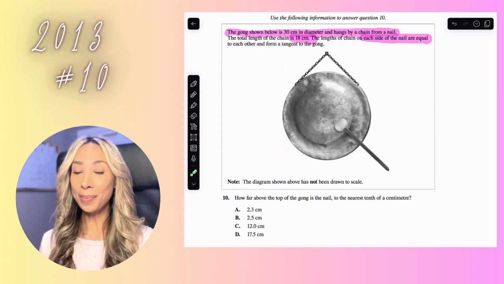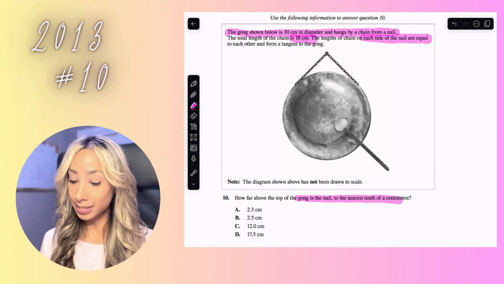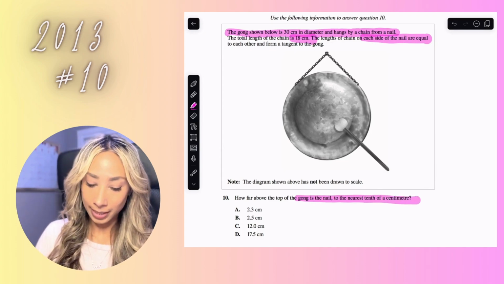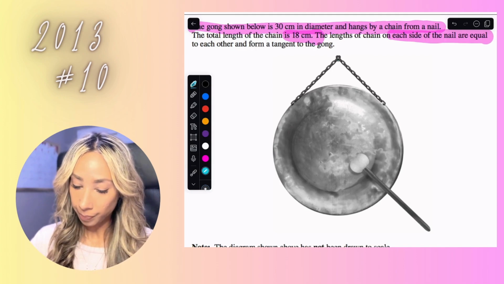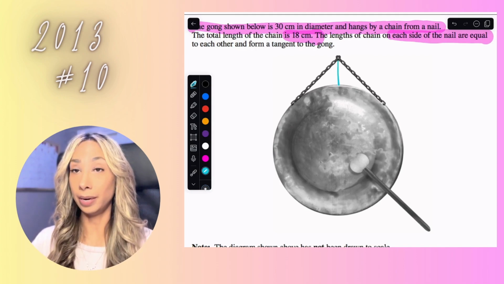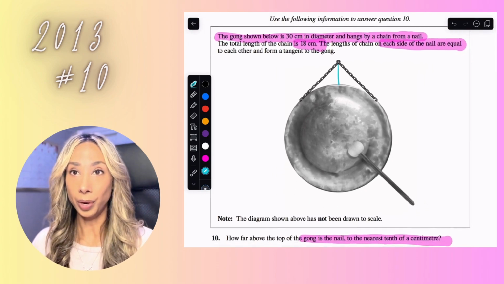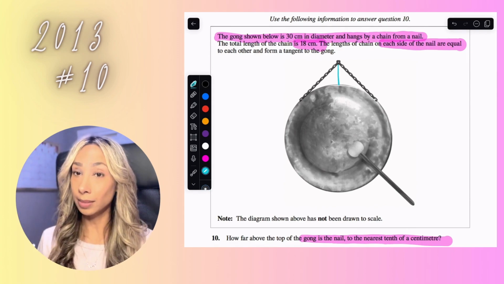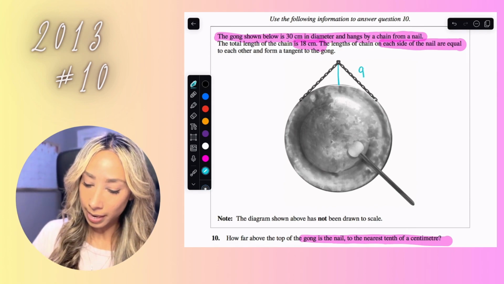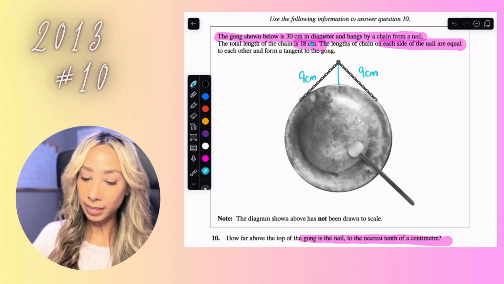Okay, so let's figure out what this question is asking us. How far above the top of the gong is the nail to the nearest centimeter? So what they're really asking in this question, which I can see why it might be complicated to some of us, they're asking the distance between here and here. Now let's go back and think about what information we know. Well, we know the chains are of equal sides and we know the total length is 18. Well, that means this side has to be 9 centimeters and this side has to be 9 centimeters. So we've taken care of that.